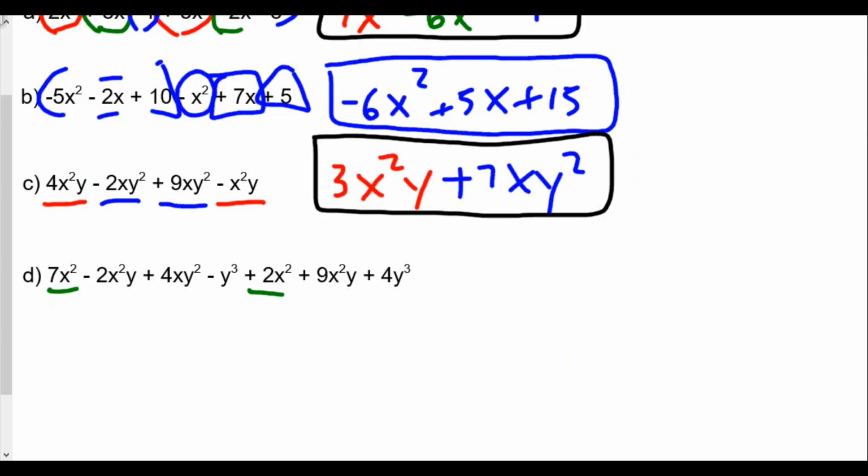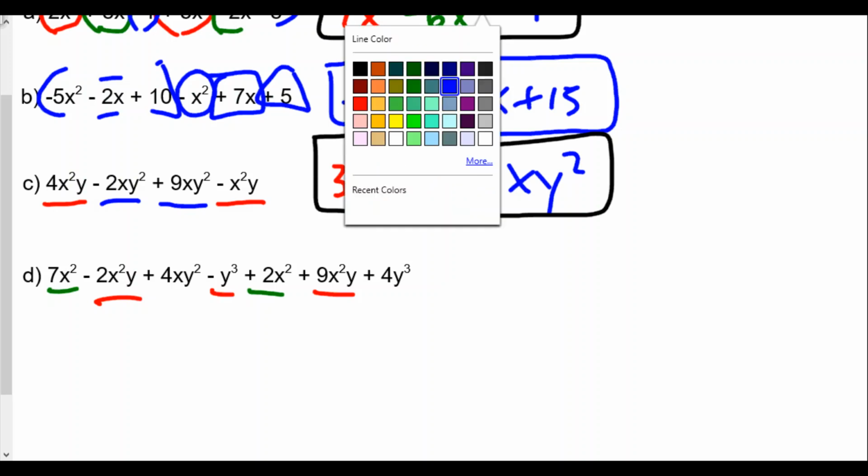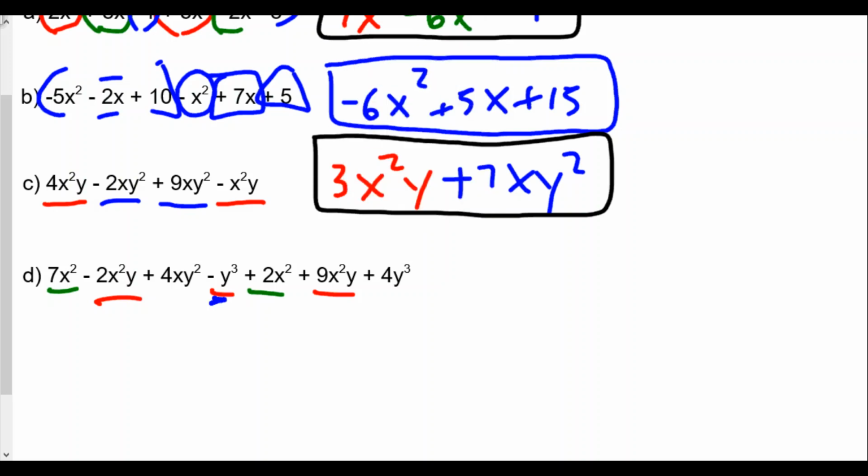Now what matches up with the negative 2x squared y? Looking for x squared y. Oh, there goes the 9x squared y. And then what matches up with the 4xy squared? Nothing. Okay, so we have now in this case, oops, we use a little blue there. Okay, so the minus y cubed and the plus 4y cubed.